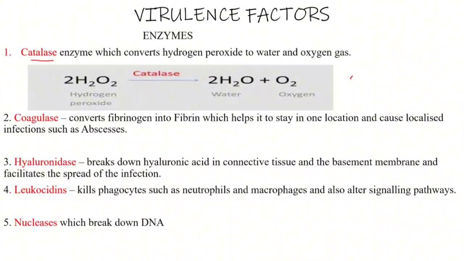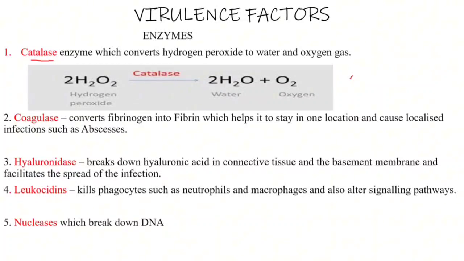And another enzyme is the coagulase, which we have spoken about also. Coagulase converts fibrinogen, a zymogen, into fibrin, which is more like a clot. So it forms fibrin around itself to help it stay in one location and cause localized infections like abscesses. That helps it to protect itself from killing, and that's why it's a virulence factor.